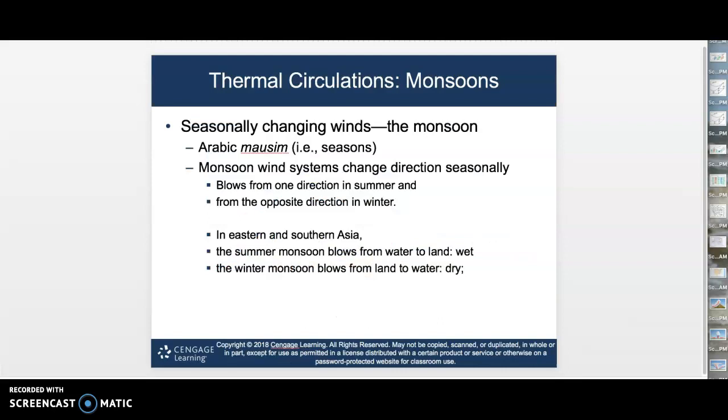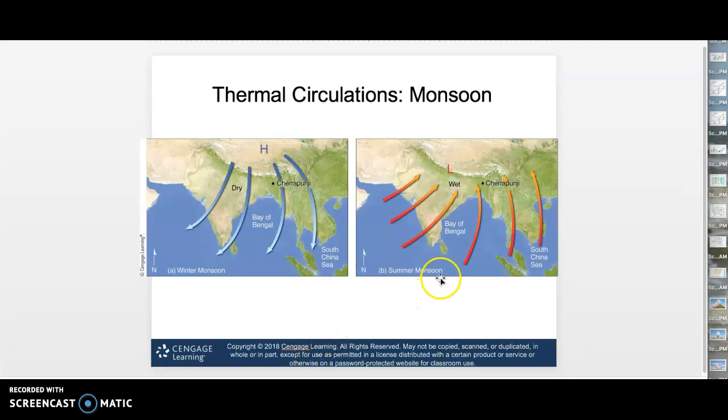And in regard to monsoons, monsoons are thermal circulations that are seasonally changing winds. These monsoons blow in one direction in the summer and in another direction in the winter. Let's take a look. In the summer over Asia, the winds blow from the ocean inland and bring in a wet monsoon. But during the winter, it's very different. The plateaus and the katabatic winds move everything from inland out to the ocean, and this is a winter dry monsoon.